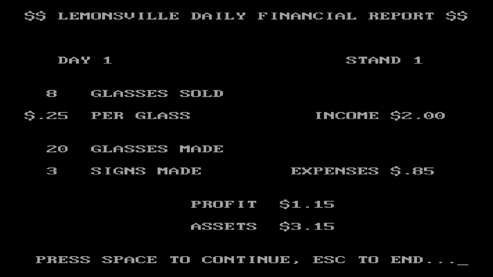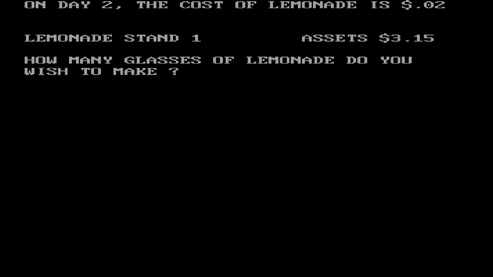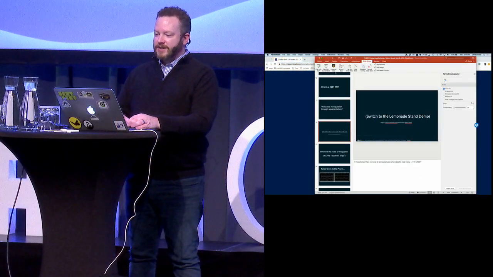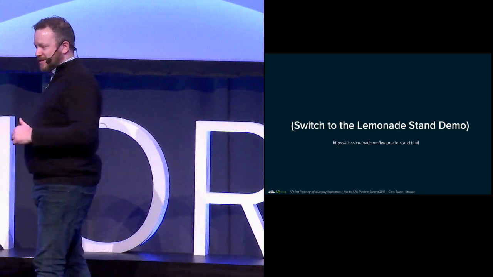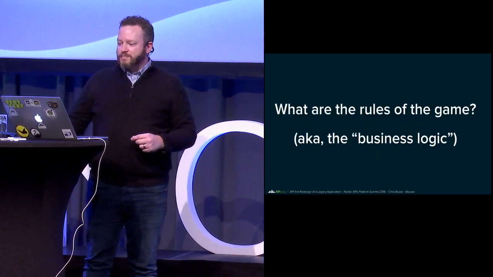Now we get the financial report. It runs, we see the glasses sold and cost per glass, and we get our profit and our assets at the end. And so, rinse, repeat. It goes on to another weather report, and we're asked again. When I do the workshop, I ask people to go through 10 rounds of this and post on the back of their computers the dollar amount that they end with, the asset amount. So if you're playing along at home or want to try this out, $17 is a good amount of money. So what are the rules?